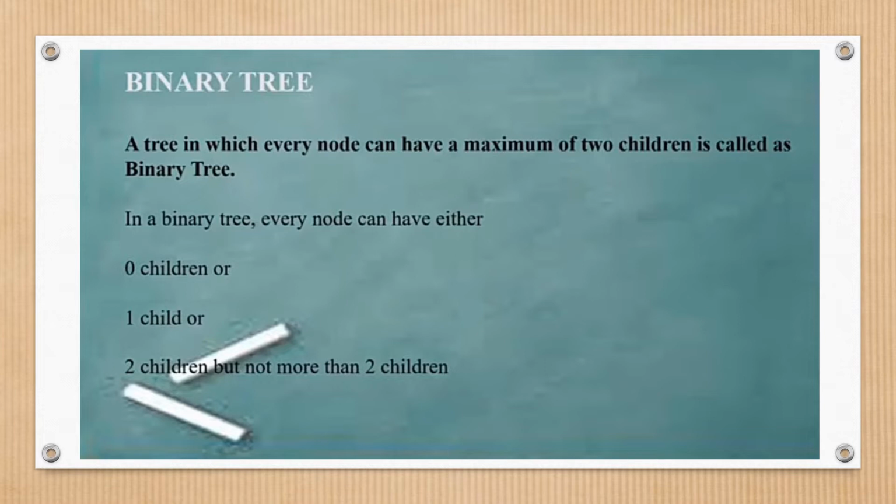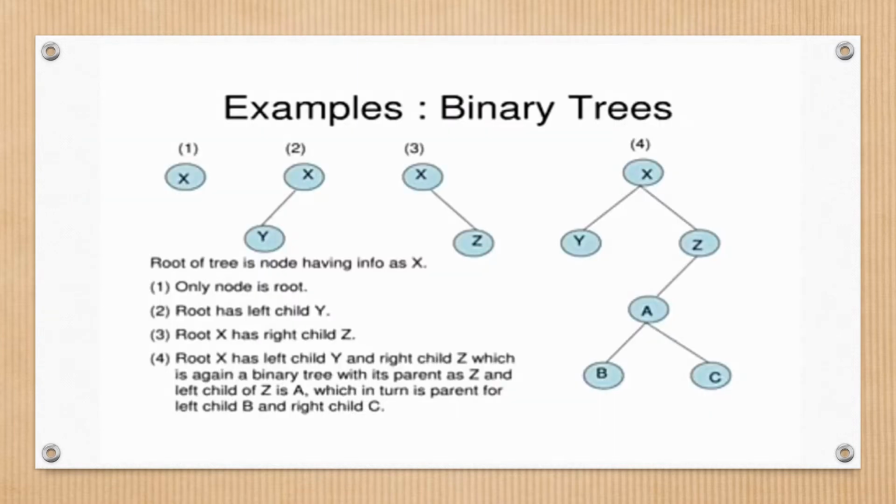In a binary tree, every node can have either 0 children or 1 child or 2 children, but it does not contain more than 2 children. Let us see example for this binary tree. Here first one only one node is there. This is also binary tree because it doesn't contain any child, and this is a root node.